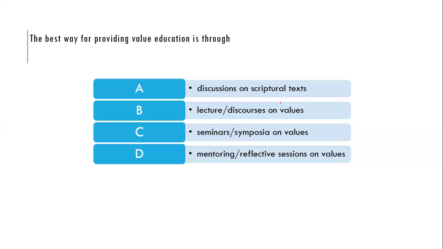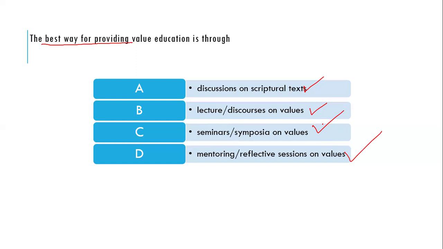The best way for providing value education is through discussion on spiritual text, lecture or discourse on values, seminar or symposium on values, mentoring or reflective session on values. Yes, maybe a discussion is the best way here. Everything can be provided by value education, but the question asks for the best way here.